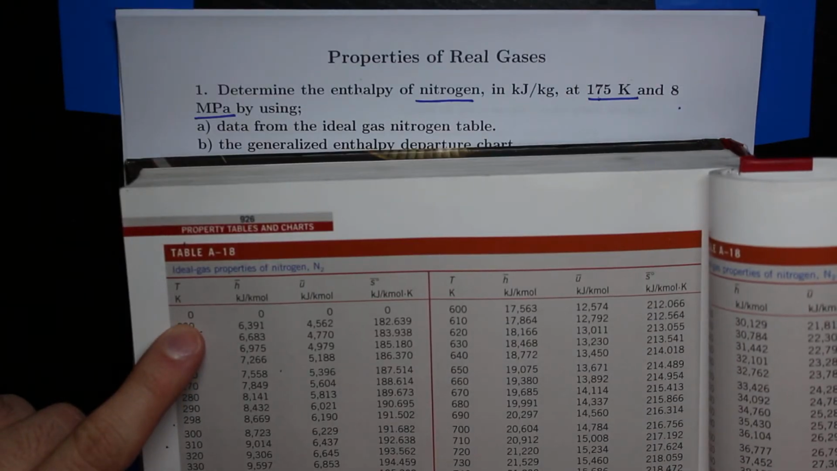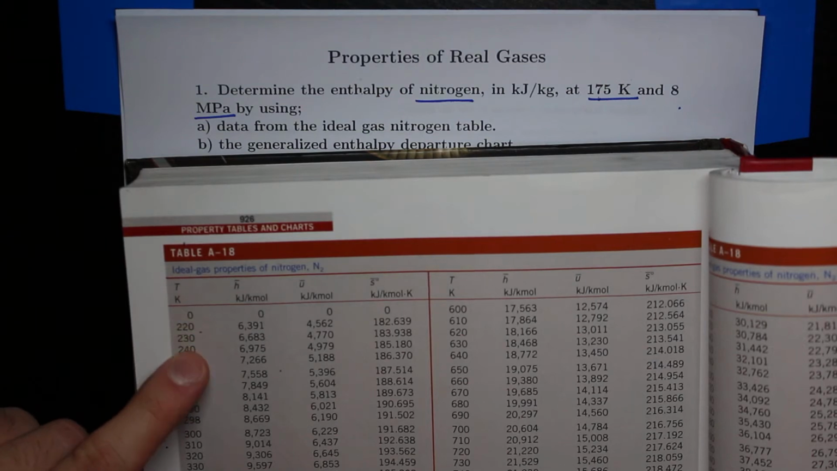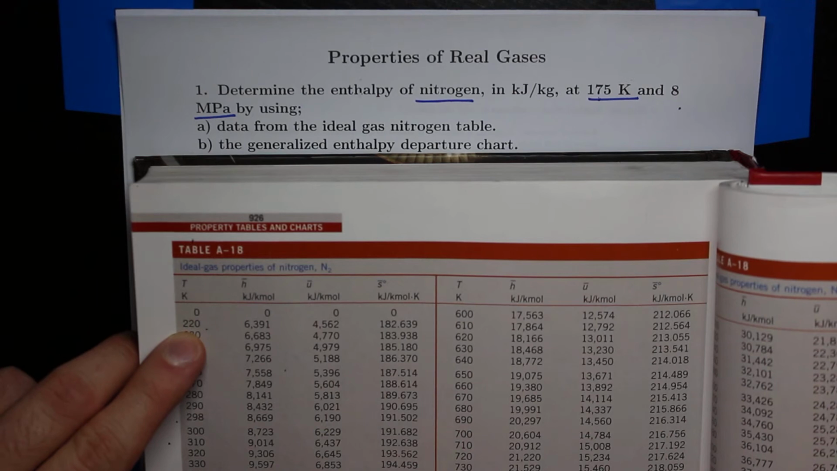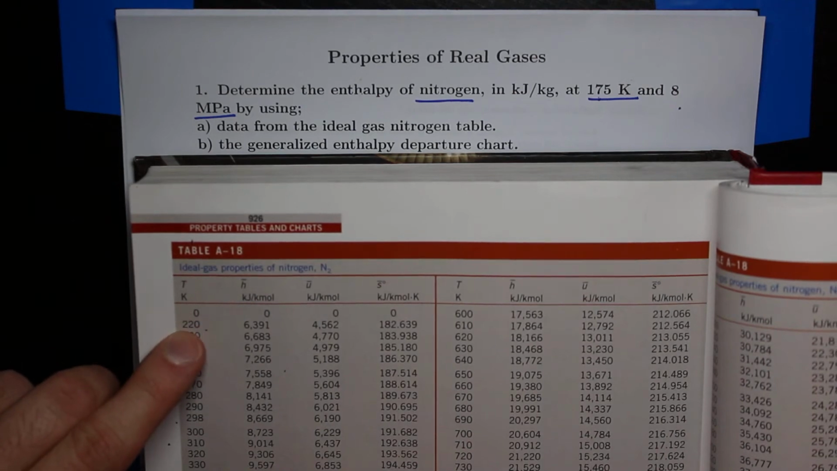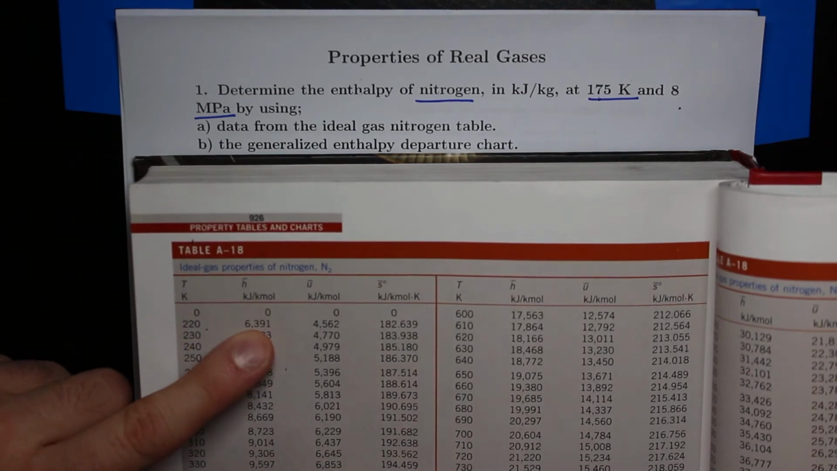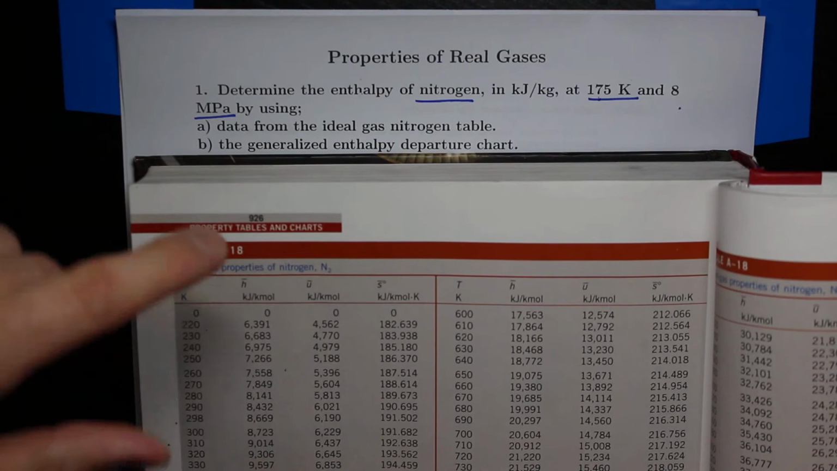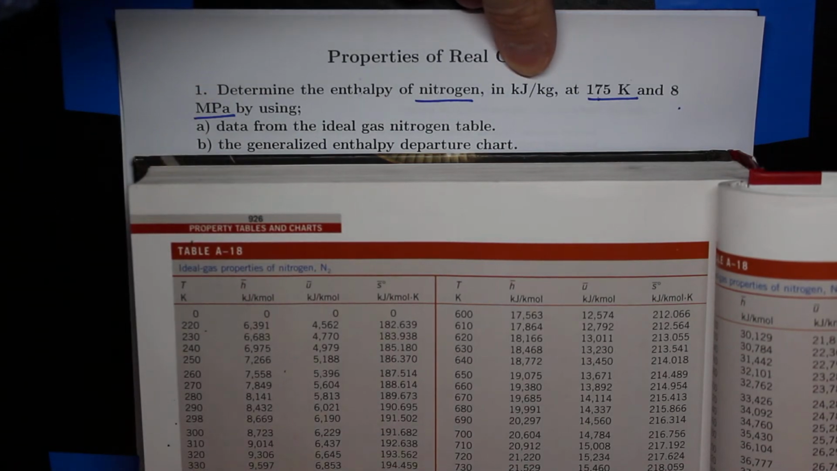The very first line that we have is 0 Kelvin, or absolute zero they call it. And then the next one is 220 Kelvin. So obviously we need to do some interpolation between those two to find the H value. But even if we do that, look at the unit. The unit says kilojoule per kilomole. Look at the problem statement. The problem statement is asking for kilojoule per kilogram. So you want to be careful with the unit conversion.